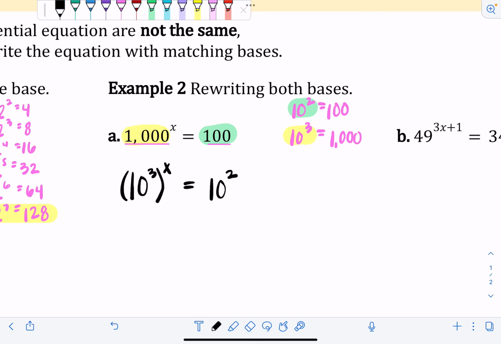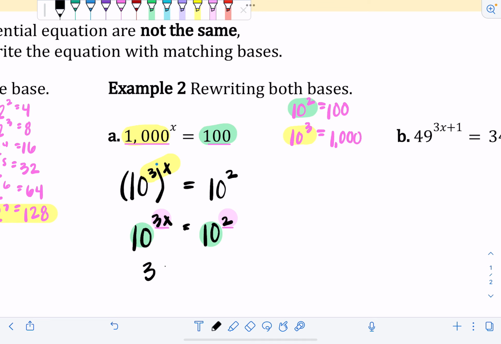And then before we can set the exponents equal, we just have to make sure it's simplified. So when you have a power raised to another power, you multiply those exponents. So this would be 3 times x. So this would be 10 to the 3x, and then equals 10 squared. And now we have the same exact base, so we can go ahead and set the exponents equal to each other. So it'd be 3x equals 2.